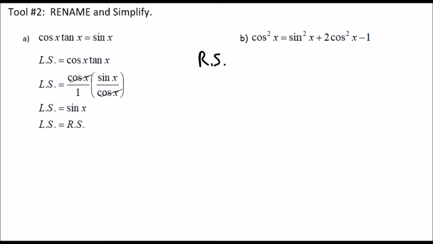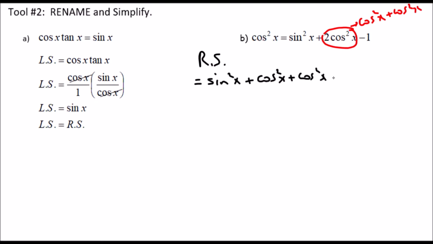And what I'm actually going to do here is break this guy right here into cos squared x plus cos squared x. Why am I going to do that? Because I can see that identity right now, sine squared x plus cos squared x equals 1, is going to work well here. So I'm going to have here sine squared x plus cos squared x plus cos squared x minus 1. And again, what beautiful thing do I have here?